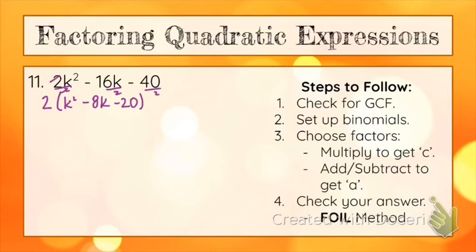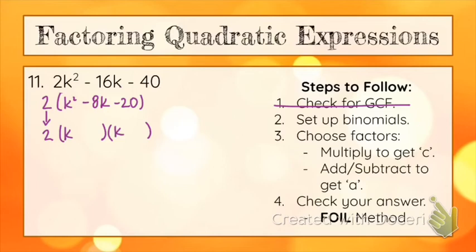But unlike the greatest common factor examples we did earlier, we are left with something in here that we can factor like we have on the last two examples. So this 2 is going to come down and go in front of our two binomials. So the factored version is going to be 2 times k something and k something.